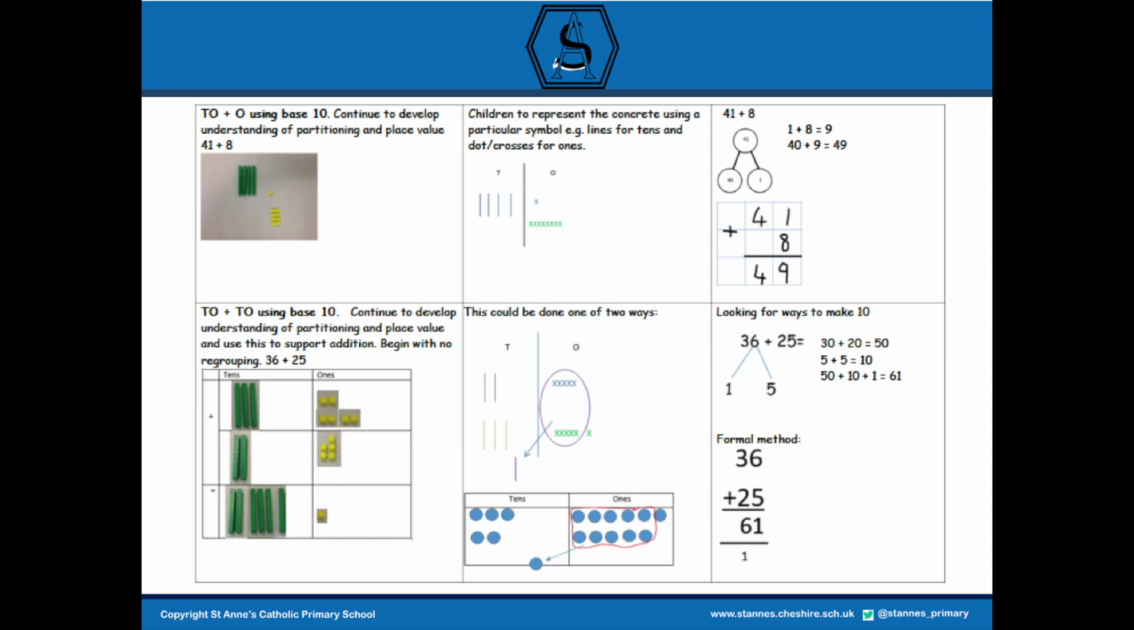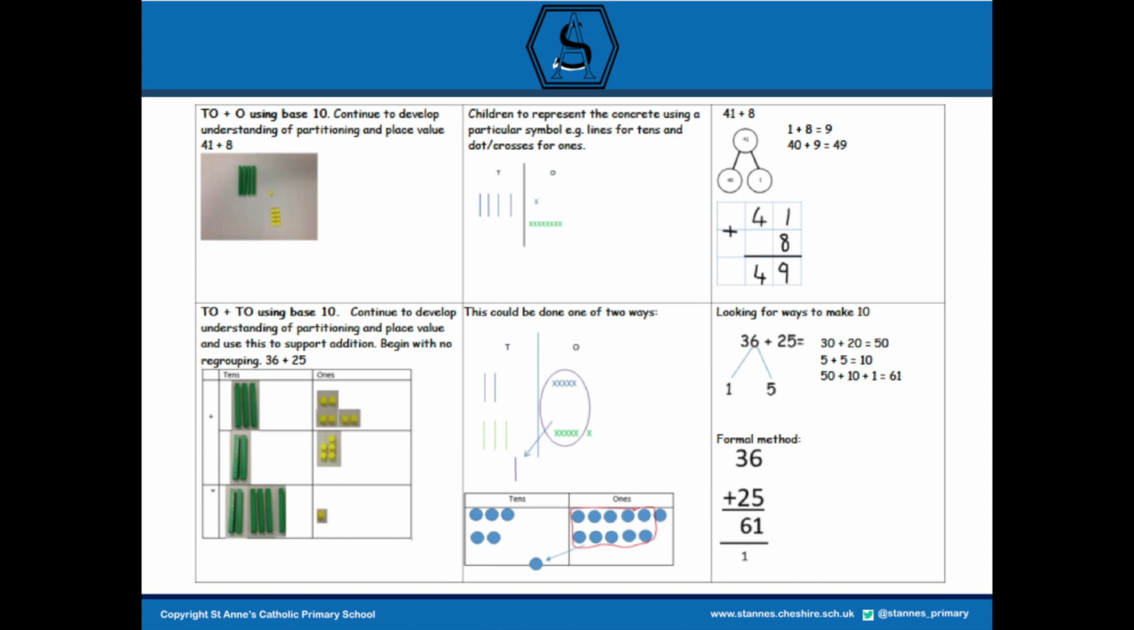Then we move on to teaching tens and ones, adding tens and ones. And in the concrete here, we've got the base 10, to continue to develop understanding of partitioning and place value and use this to support addition. The example here is 36 plus 25. So we've got the 3 tens and the 6 ones, plus the 2 tens and the 5 ones.